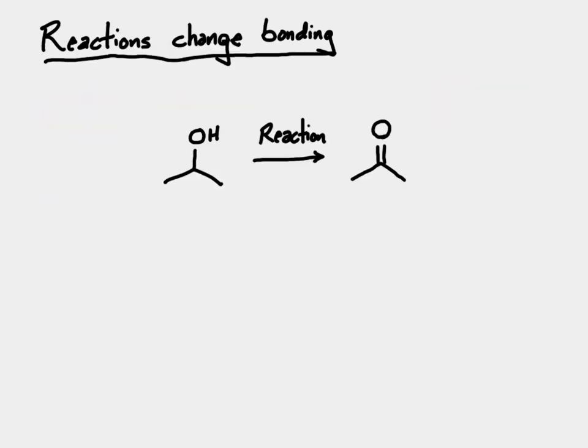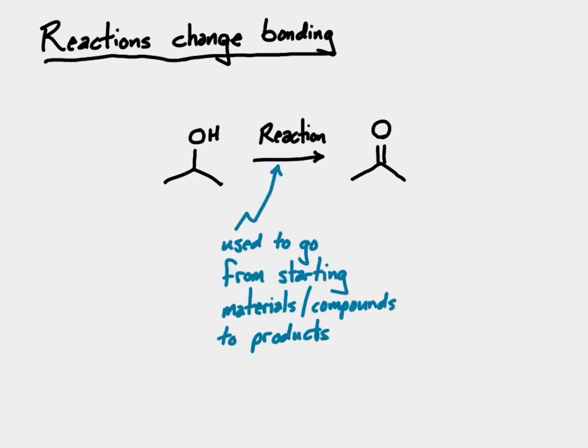So reactions that we do in organic chemistry can change the bonding that's found in a molecule. We haven't learned about this reaction yet, but we typically like to draw this arrow in the middle. A straight arrow between two molecules like this is a reaction arrow, and it goes from a starting material to a product. And again, this particular reaction happens to be an oxidation reaction, but we don't need to worry about that at the moment.